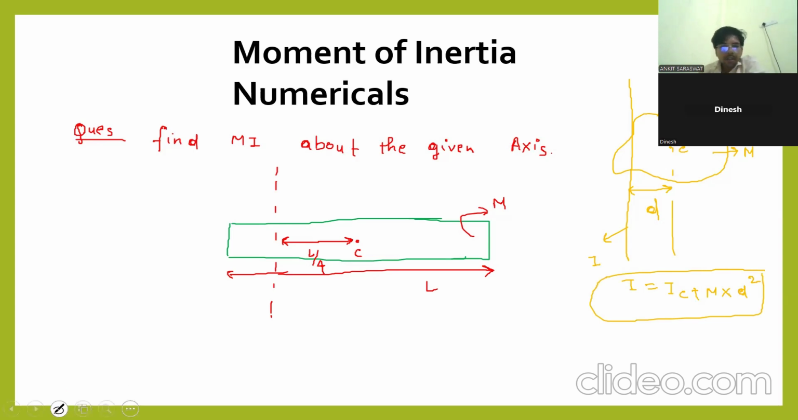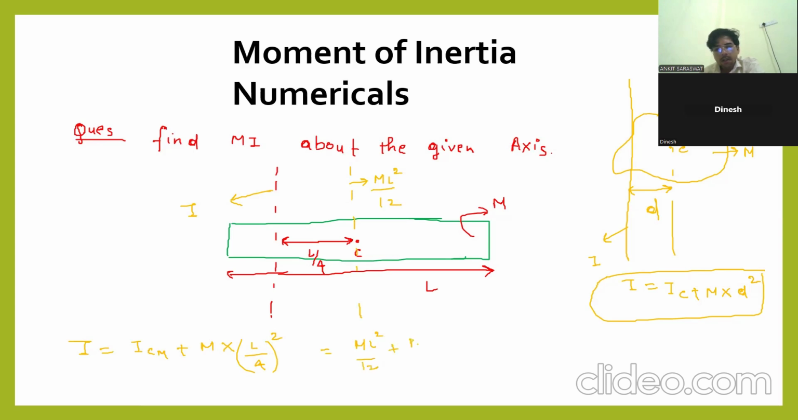To solve a simple question like this, you should know the relation. I'm asking the moment of inertia about this axis. Then you must know the moment of inertia about the parallel axis through the center of mass, that is mL square by 12. Now I will be ICM plus m multiplied by the square of the distance between the two parallel axes, L by 4, the whole square.